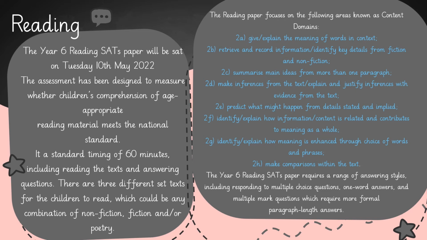Children might need to predict what could happen from the details stated and implied, or identify and explain how information or content is related to and contributes to meaning as a whole. The children might also need to identify and explain how meaning is enhanced through the choice of words and phrases, or they could even need to make comparisons within the text.